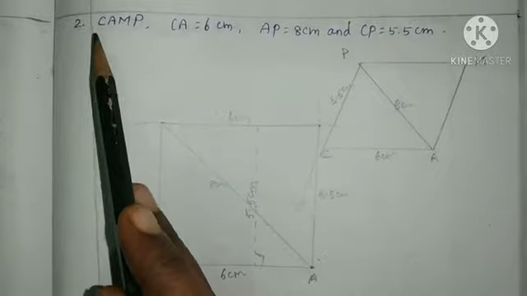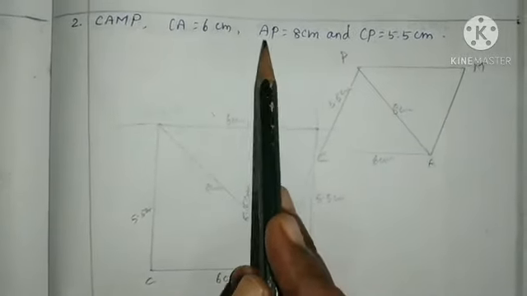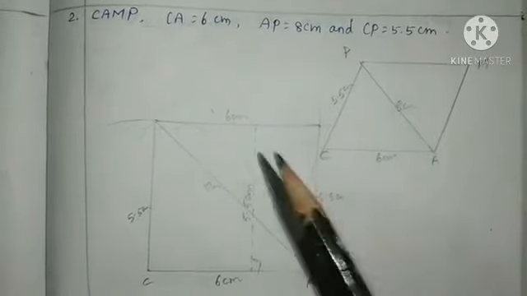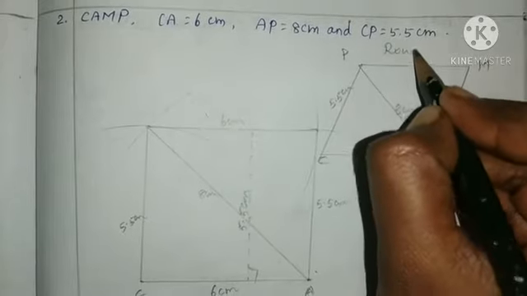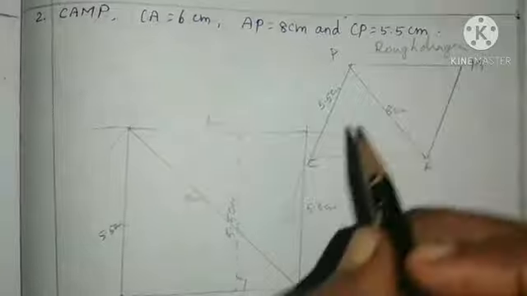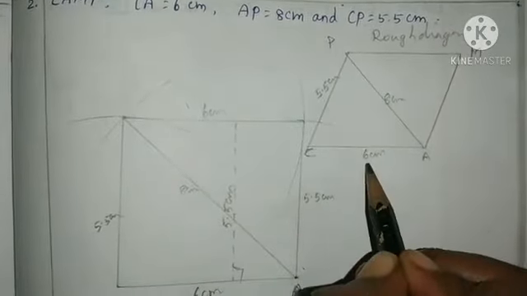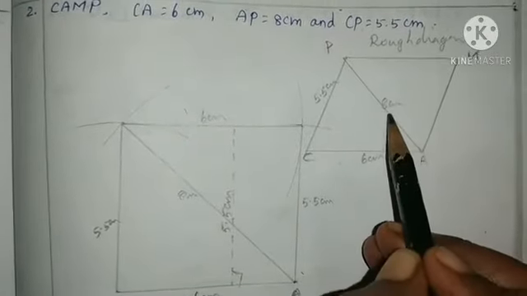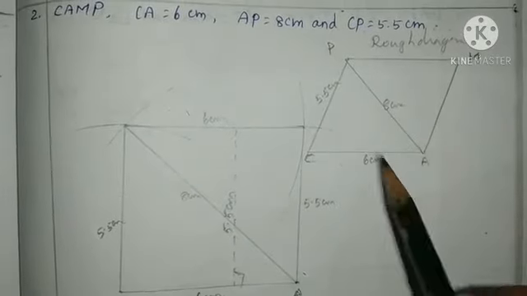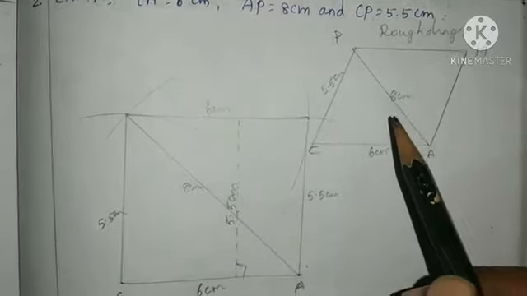Second sum, construct a parallelogram CAMP. CA equal to 6 cm, AP equal to 8 cm and CP equal to 5.5 cm. Here also first you have to draw the rough diagram, CAMP. After drawing the parallelogram, you have to mark the given measurement. CA is given as 6 cm, AP is given as 8 cm and CP is given as 5.5 cm. Here the two sides and one diagonal are given. Using this, we are going to construct a parallelogram.